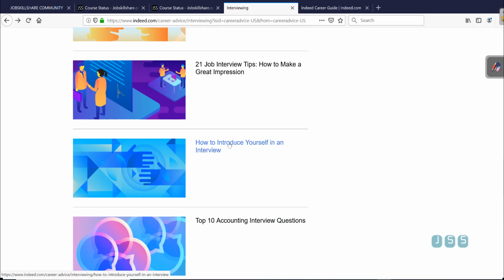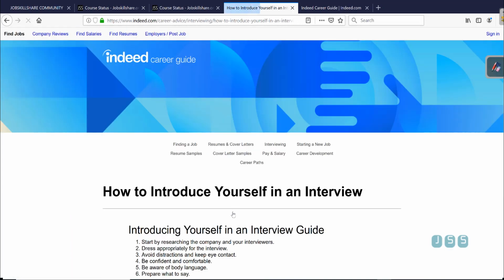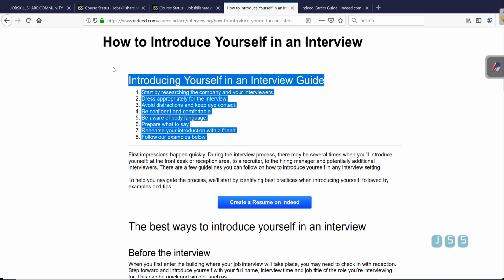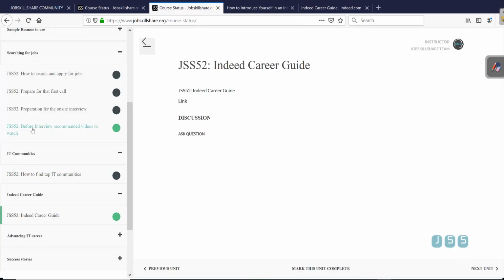Accounting one, how to introduce yourself in an interview. You have a really nice start by researching the company, dressing appropriately, avoiding distractions, keeping eye contact, being confident, being aware of body language, and preparing what you have to say. This is something we have discussed in our previous videos, where a lot of people came and actually told you what to do, right?